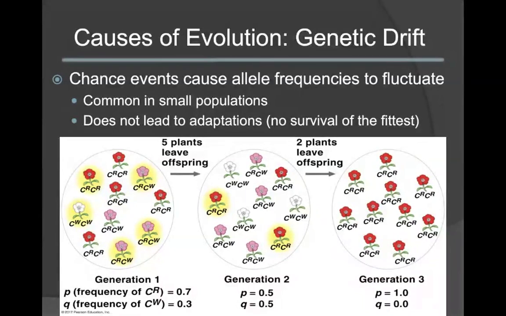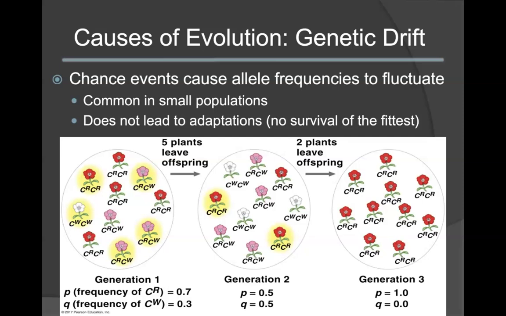In generation 1, we can see that our allele frequency is 0.7 for the CR allele and 0.3 for the CW allele. Let's say that 5 of the individuals in that resultant population survive due to some unknown circumstance. If we take these 5 individuals and take a look at their alleles and see what their potential offspring are in generation 2, we could see that in this instance our P and Q values are the same, meaning that the proportion of the CR is equal to the CW allele within our population.